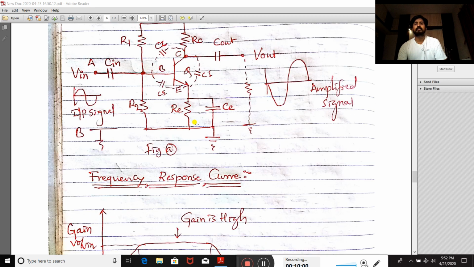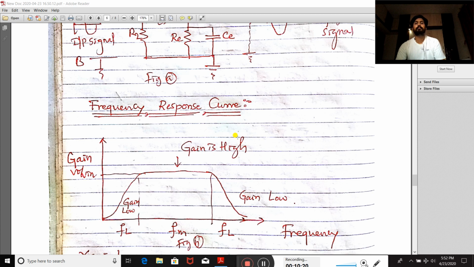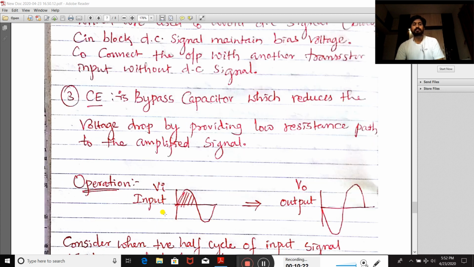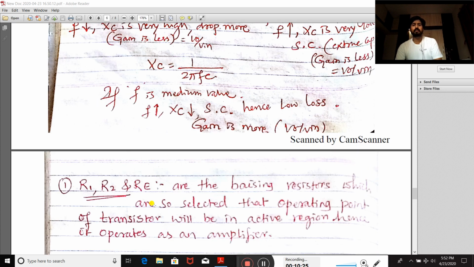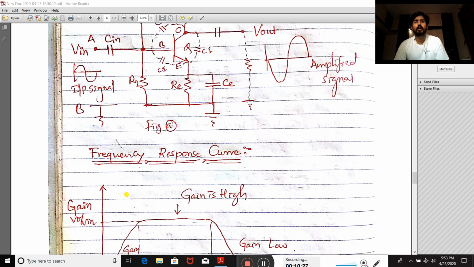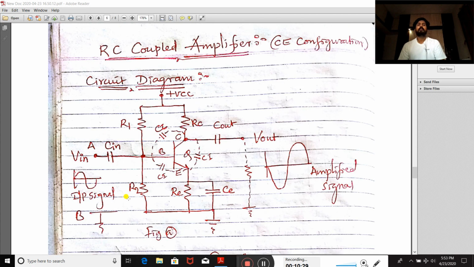That means this capacitor is connected across this emitter terminal, which produces the low resistance path. So the amplified signal will choose this low resistance path, and there will not be any voltage drop. Hence here Vout will be more. Vout will be more, then obviously gain will be more. That is the meaning of that particular explanation. So these are the explanations related to the RC coupled amplifier in terms of construction and in terms of operation.